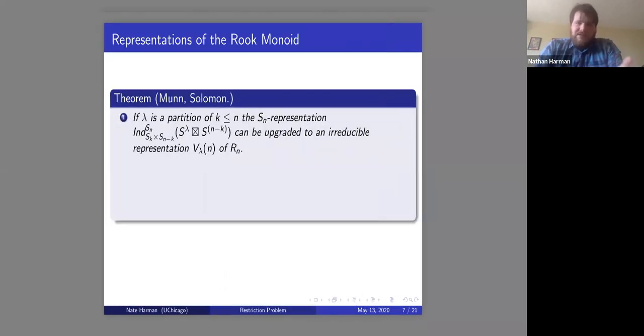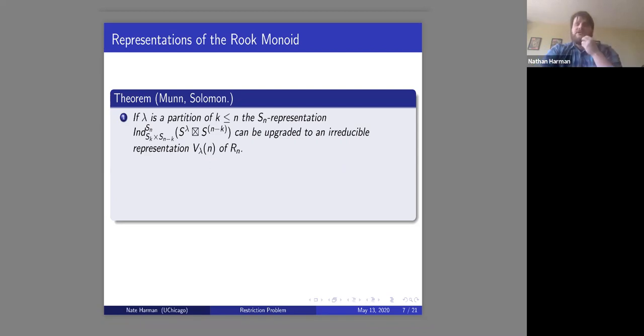Okay, so how does that help us? Well, we want to know what the representations of the Rook monoid are. This was worked out originally by Munn, but then there's an exposition by Solomon where he expands on that work and maybe pushes it a little bit farther. So what do these representations look like?